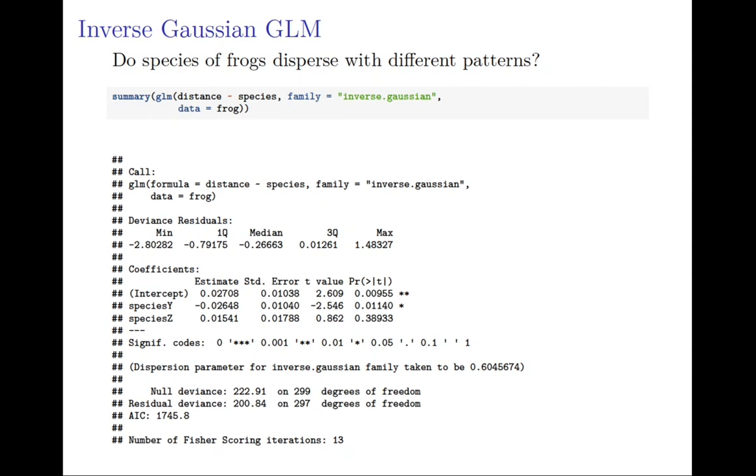And so we can ask the question, do species of frogs disperse with different patterns according to an inverse Gaussian distribution? And so again, we run a generalized linear model with distance as the y as a function of species and the family inverse.gaussian. And here we find that species y is moving differently than x, but z is not.